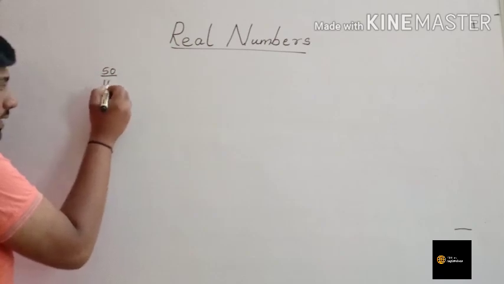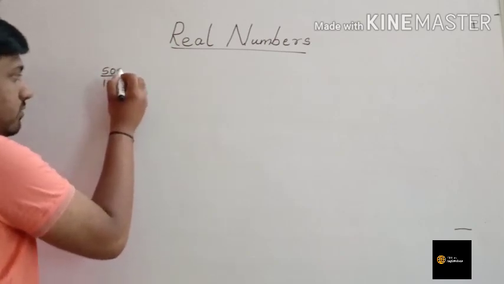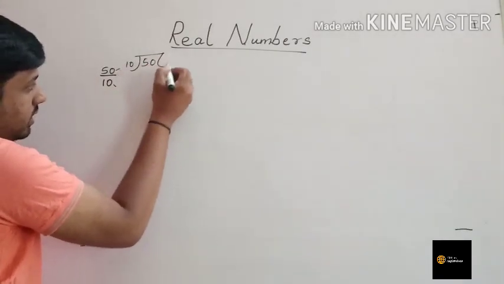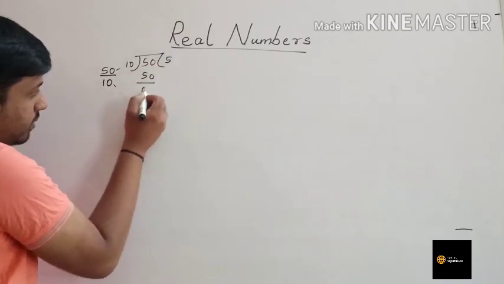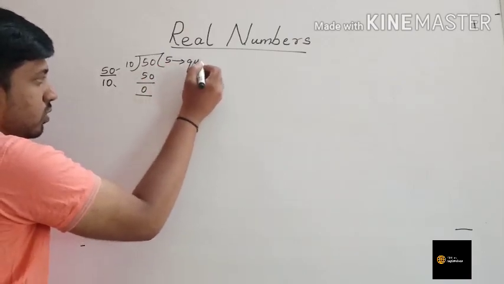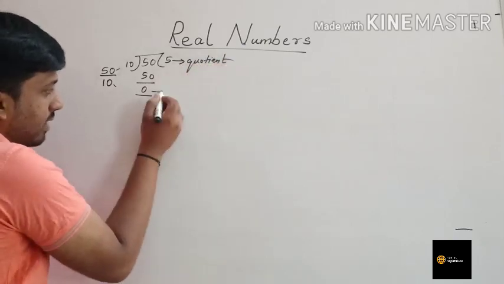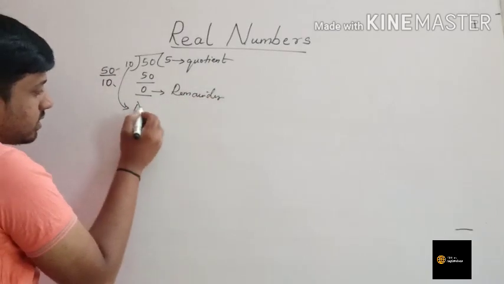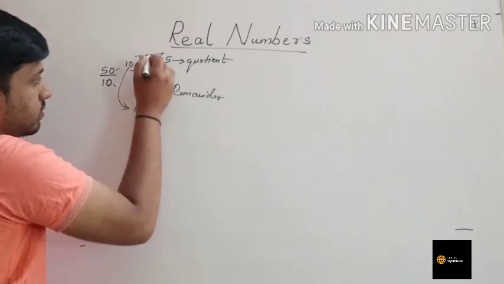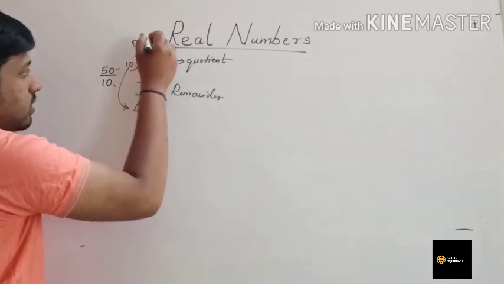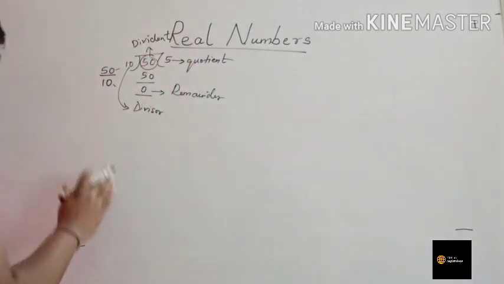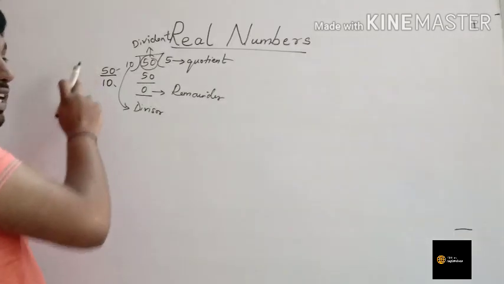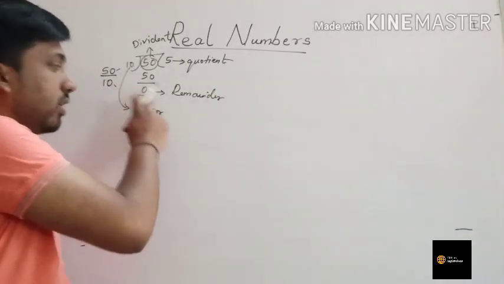50 divided by 10. So this becomes dividend and this becomes divisor. If we divide 50 by 10, we get 10 5s are 50 and the remainder is 0. So this becomes quotient and this becomes remainder. And this is divisor and this one is dividend. This is the actual division we have, right? 50 by 10. So 10 divides 50 exactly. Hence we have the remainder 0.